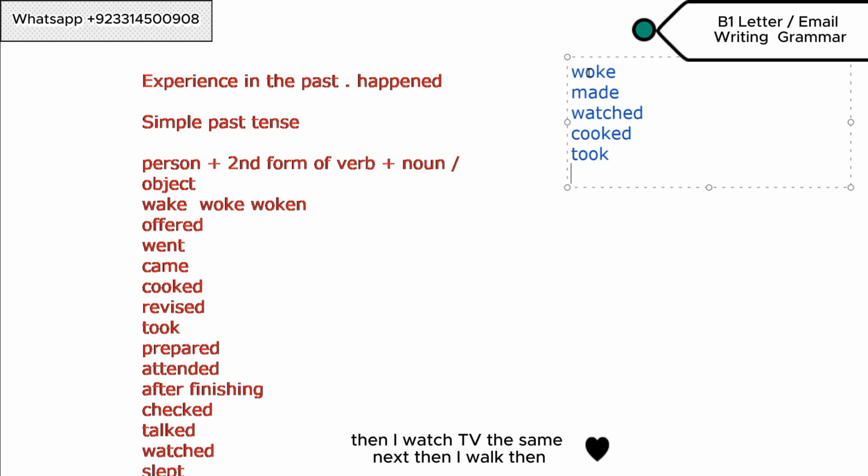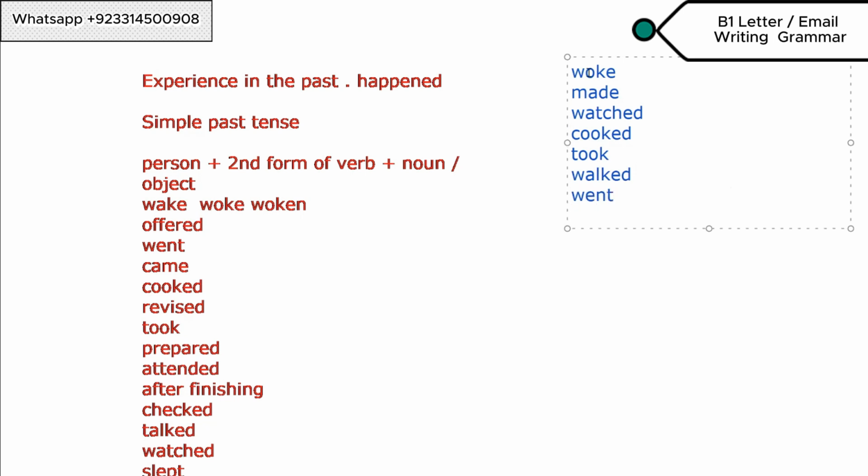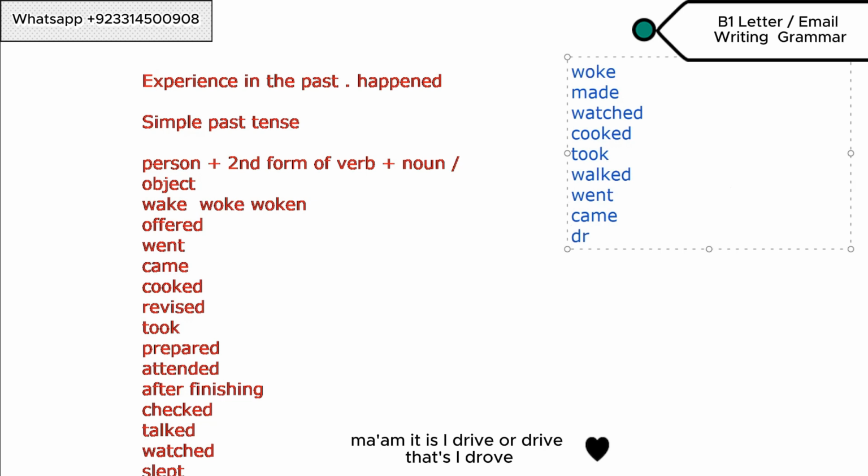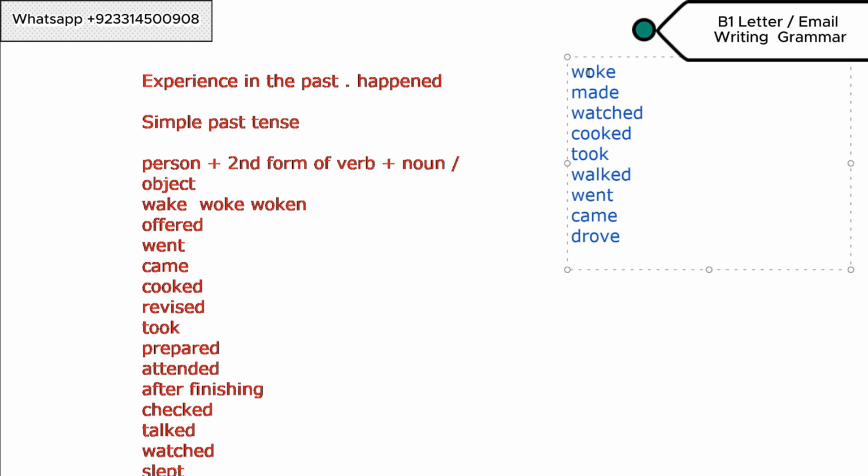Next. Then I went to a garden. Then I came back. Ma'am, is it I drive or drive? I drove. I drove a car. Third one is driven, okay? But you will use drove, the second form. I drove a car. Then I came back. Then I made lunch. Dinner. Okay. I cooked food.